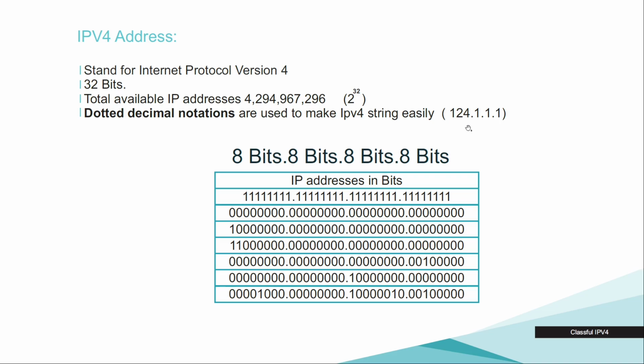So the IP address now has 4 octets. Each octet represents 8 bits. So 124 represents 8 bits, and then there is a dot, and the 1 represents 8 bits, and there is another dot, and this 1 represents 8 bits also, and there is a dot after the 1, and the last 1 represents also 8 bits. As you can see, the IP address written in dotted decimal notation is much easier than the IP address written in bits.